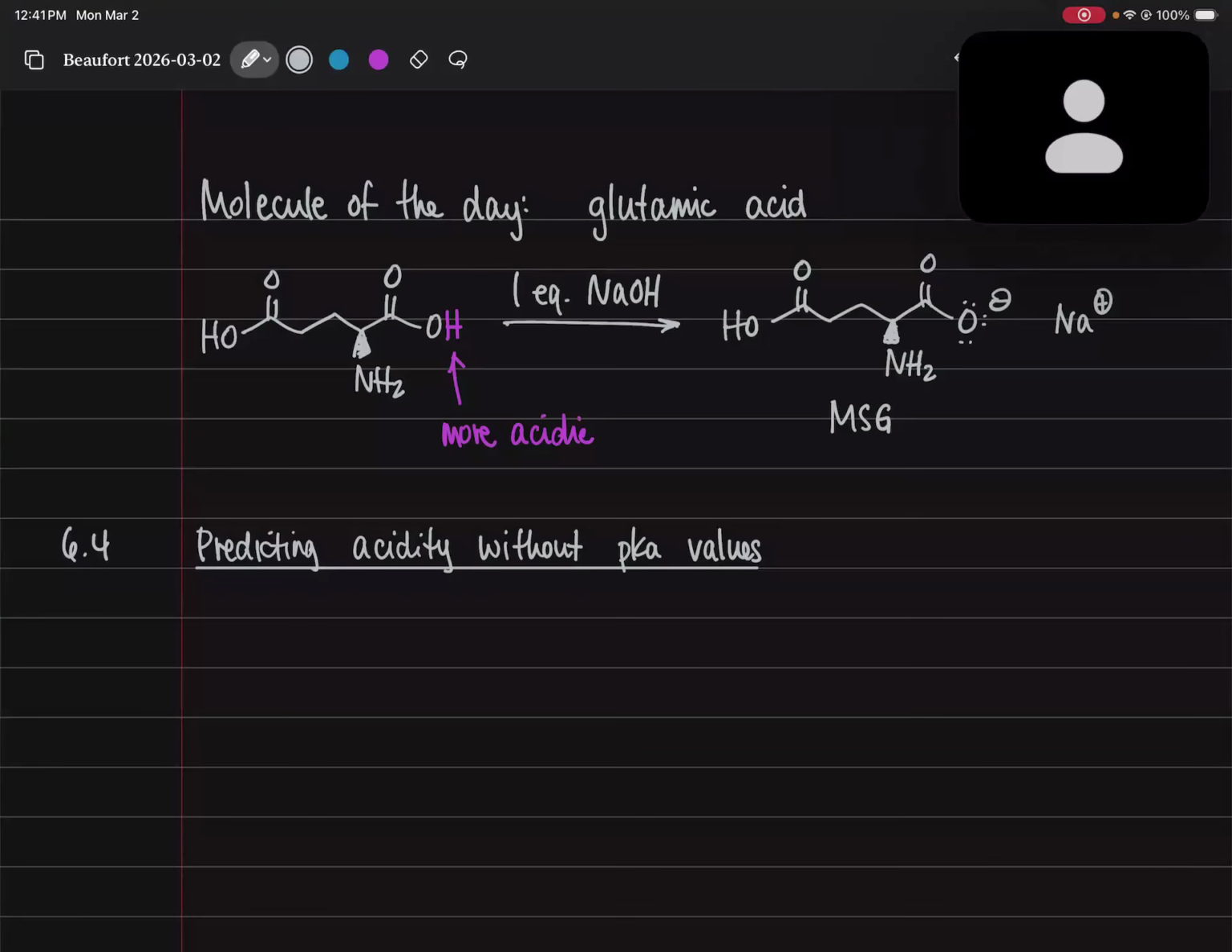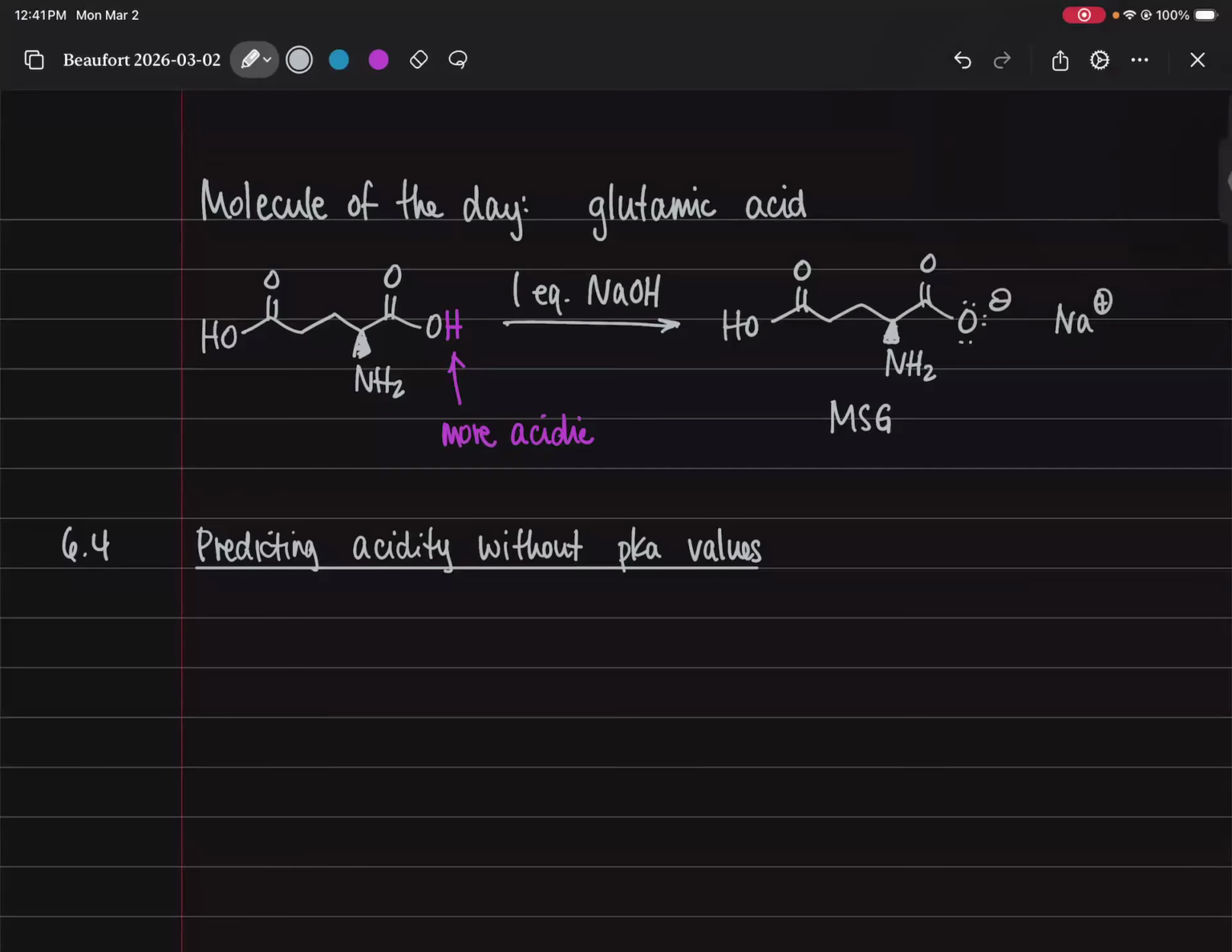Okay, here's today's molecule. It's glutamic acid on the left. So we have, well, a couple different potential acidic protons. You've got both of the carboxylic acids, which are different, right? Because the molecule is not symmetrical down the middle. And then, I don't know, the NH2, maybe that could be acidic.